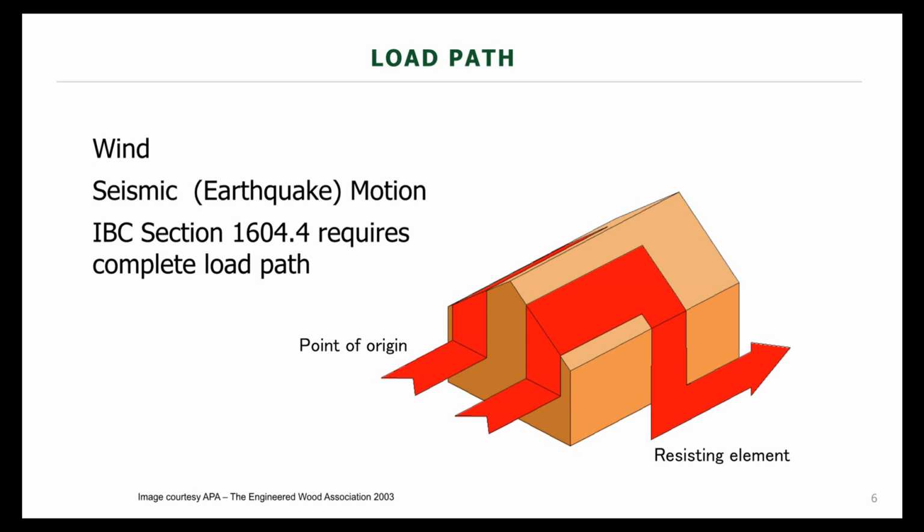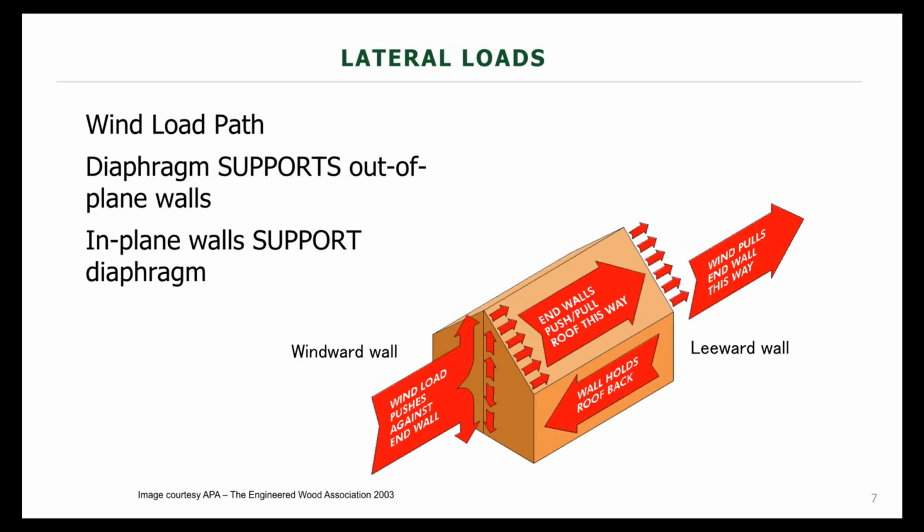In the IBC, section 1604.4 requires a complete load path. So how we accomplish that complete load path is obviously going to be dependent upon the materials, the geometry of the structure, many, many different elements. But the special design provisions for wind and seismic serve to provide a framework for development of a complete lateral resisting load path for a wood frame structure. So we're going to talk about wind first, just because that's the order the slides are in.